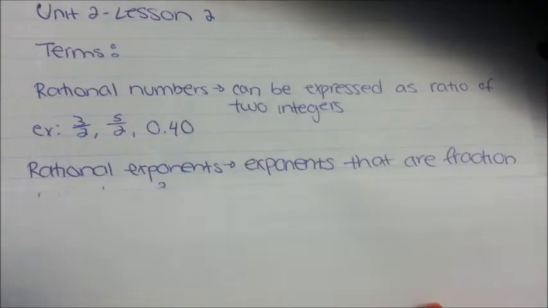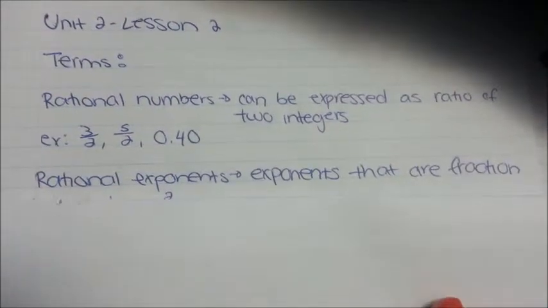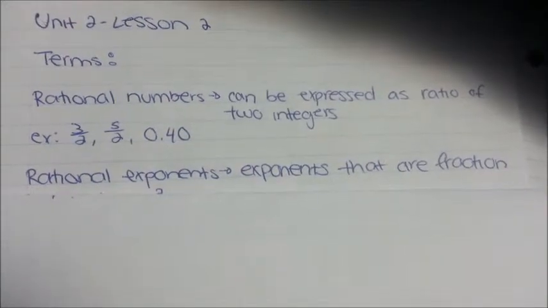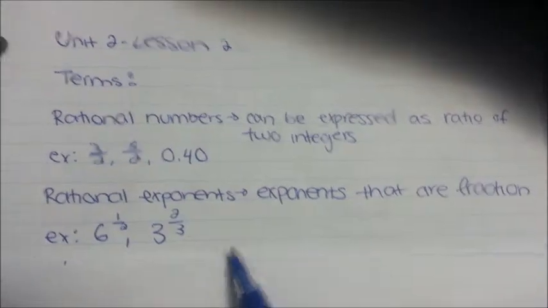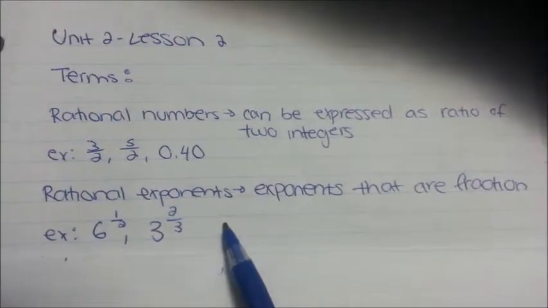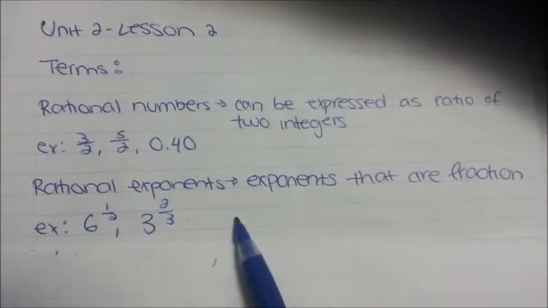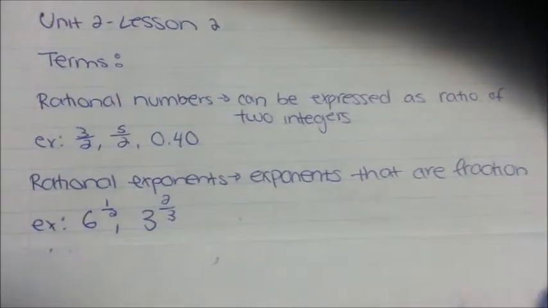The second term that you should also keep in mind is rational exponents, which are exponents that are in fraction form. So for example, 6 to the exponent of 1 over 2 or 3 to the exponent of 2 over 3 are all rational exponents.